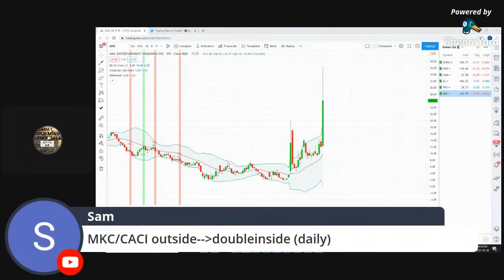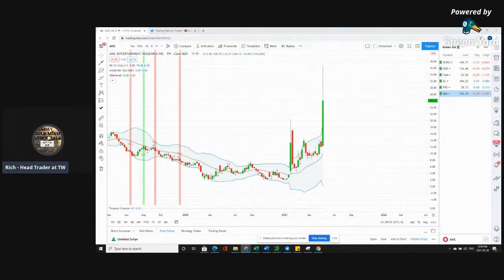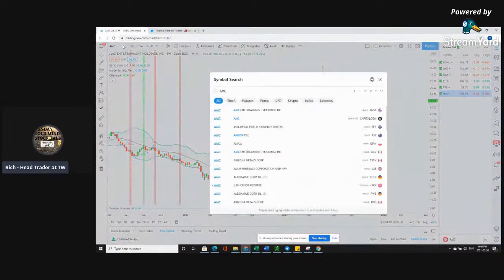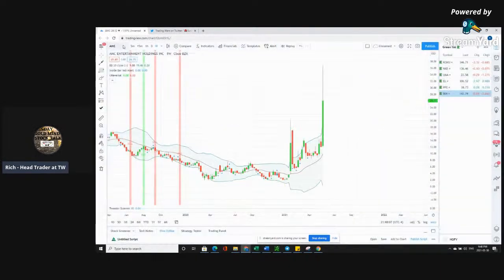Sam says this. What is this? MKC. I'm not sure what that is, Sam. Is that a script? Can I copy and paste that into the scanner? Alex says, check your DMs. I'll check it right after. Simi says X. X is in the private room, so I'm not going to talk about that one there. HOV triple inside week. HOFV from Sam. HOFV. What is this?